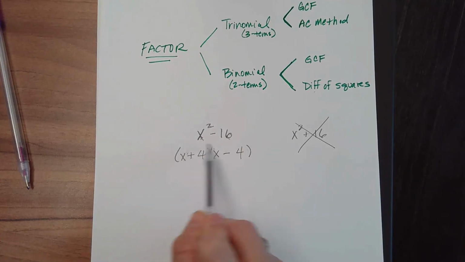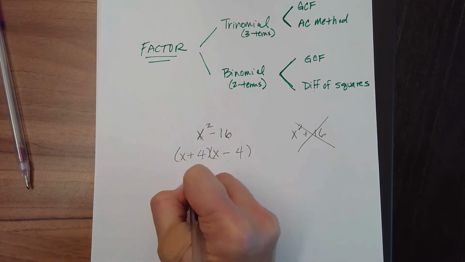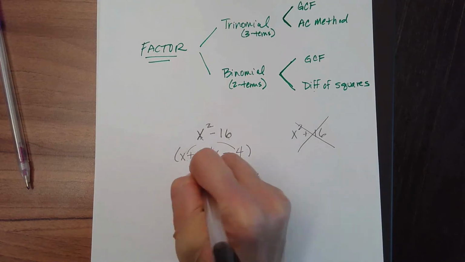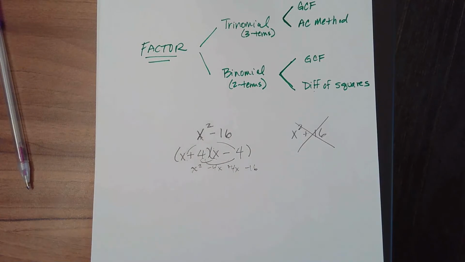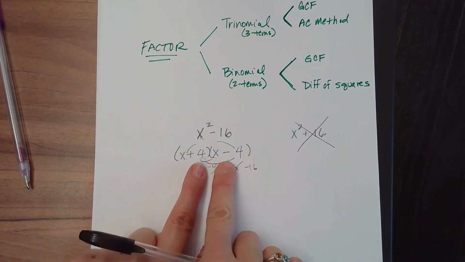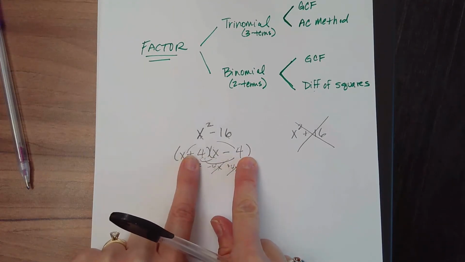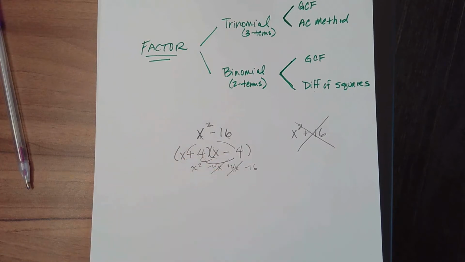If I multiplied all of this out, I would get x squared, I would get minus 4x, I would get plus 4x, and I would get negative 16. Do you see how these middle terms cancel out? This pattern of having the same terms, like x and 4 and x and 4, but one parenthesis positive, one parenthesis negative, causes my middle term to cancel out.